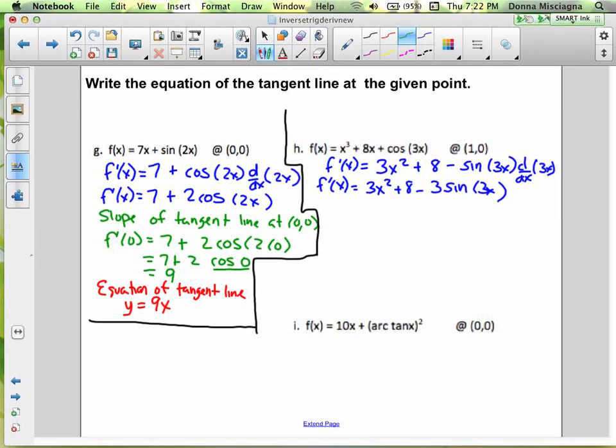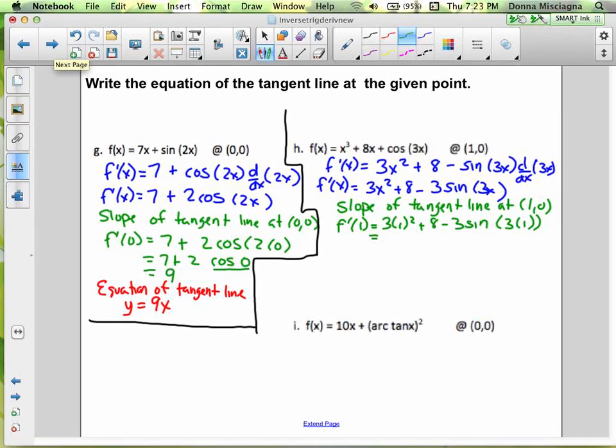Let's find the slope of the tangent line at 1, 0. Just plug in the 1. So f prime of 1, because it was just x's, is equal to 3 times 1 squared plus 8 minus 3 times sine of 3 times 1. Well, we're not going to get a very pretty number there. We're going to have to get a decimal equivalent, I suppose. 3 plus 8 minus 3 sine 3. Well, I don't know what sine 3 is. It's not a pretty number.